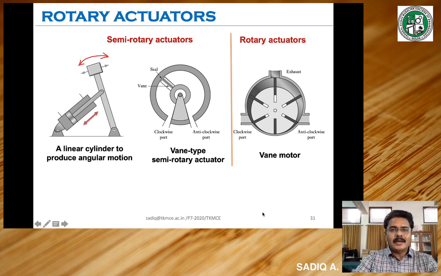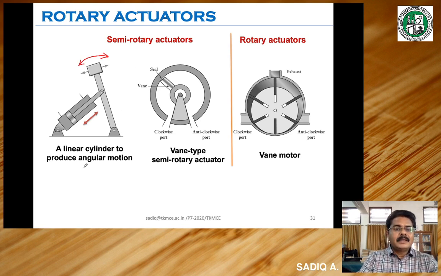Rotary actuators are meant for getting angular or rotational motion based on the control signal that is received by the actuator. In this diagram, we see two categories of rotary actuators. One is a semi-rotary kind of actuator, another one is a rotary kind of actuator. Semi-rotary means it will not provide complete rotation, whereas a rotary actuator will give complete rotation. When we get complete rotation, we call it a motor.